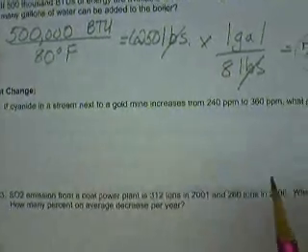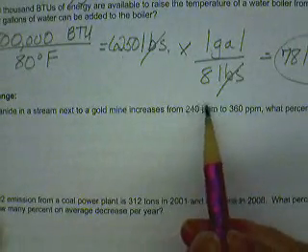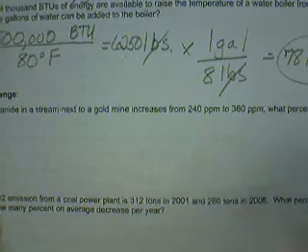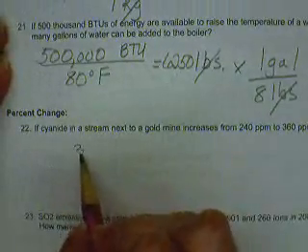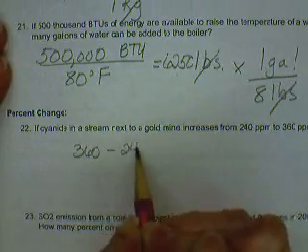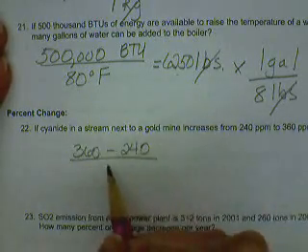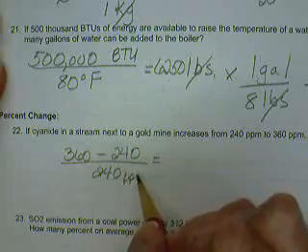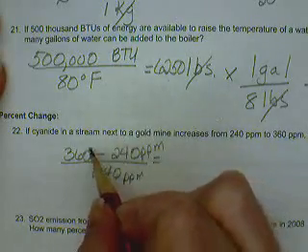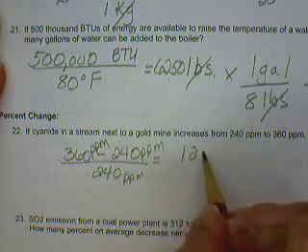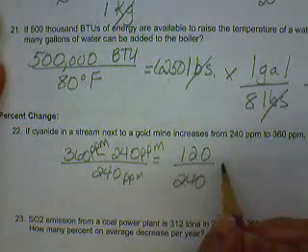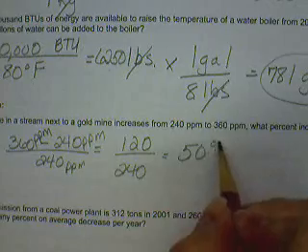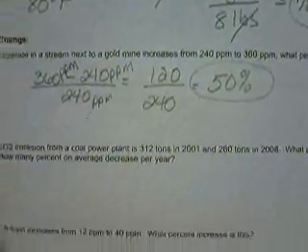Alright, the last one is percent change, and if you remember percent change, it's starting amount minus ending amount. Nope, I have that flipped. It's ending amount minus starting amount divided by the starting amount. So our ending amount is 360 minus our starting amount is 240 parts per million divided by our starting 240 parts per million. And remember to put your ppms. Always put your units in your math. So we have 120 divided by 240, and you can just eyeball that. 120 divided by 240, it's just 50%. And so that is our percent increase.